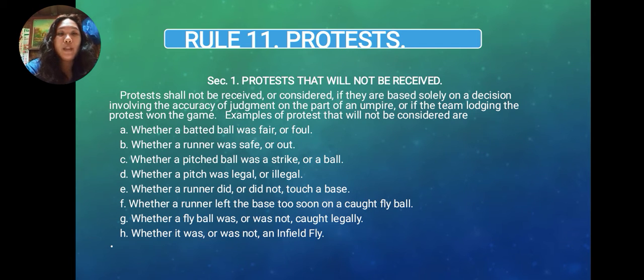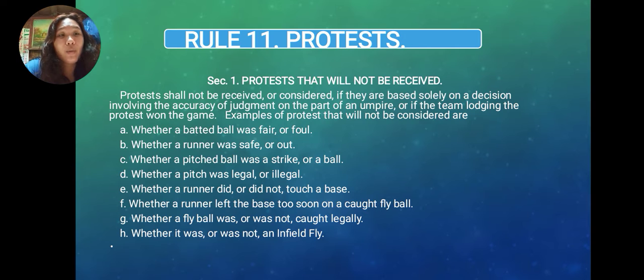So now we will proceed to Rule 11, the protest. Section 1, protests that will not be received. Protests shall not be received or considered if they are based solely on a decision involving the accuracy of judgment on the part of an umpire, or if the team lodging the protest won the game.